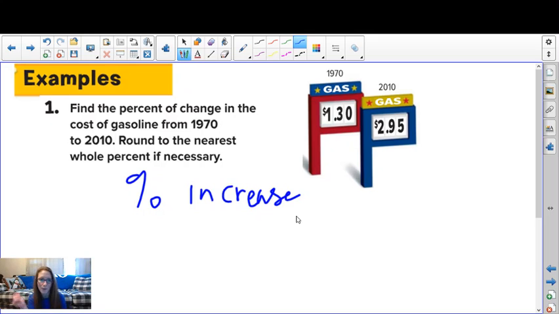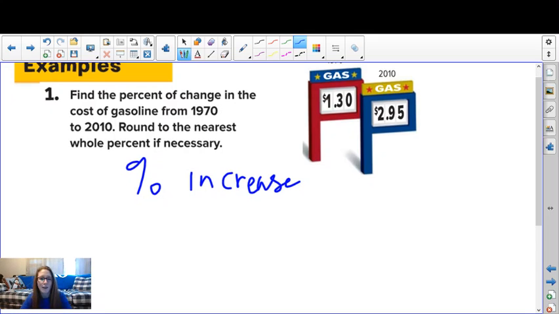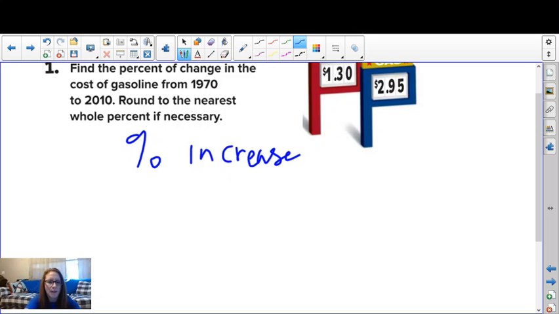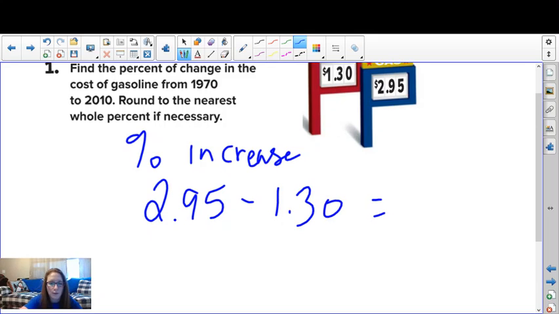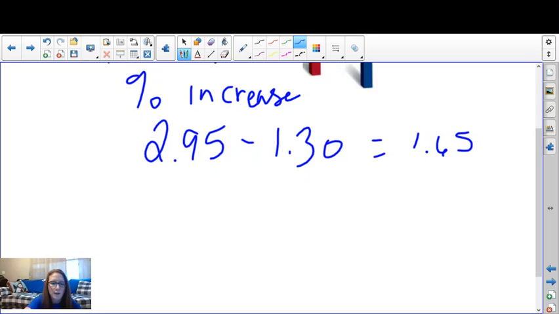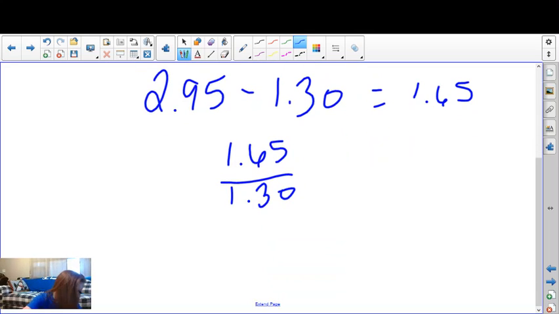And we remember how well Miss Kimmy writes on her computer screen. So what we need to do is take the change in price, which is that $2.95 minus $1.30, which gives us $1.65. And then I need to take that $1.65 divided by the original price, which was $1.30. And when I do that in my calculator, I get about 1.27. Remember, we're rounding correctly.